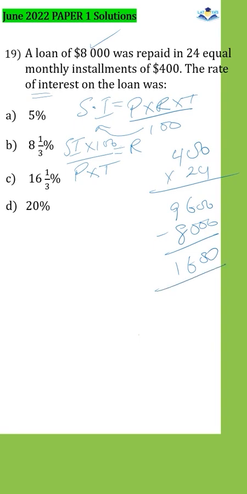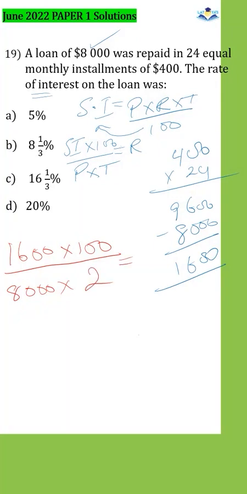So 1,600 represents the simple interest. Now we have the simple interest, which is 1,600 multiplied by 100 over what is the principal amount? The principal amount is 8,000 multiplied by time, and we write our time in years. 24 months is 2 years. So let us simplify this. There are several ways we can do this. I really want everyone to see this, so I'll take it slow.